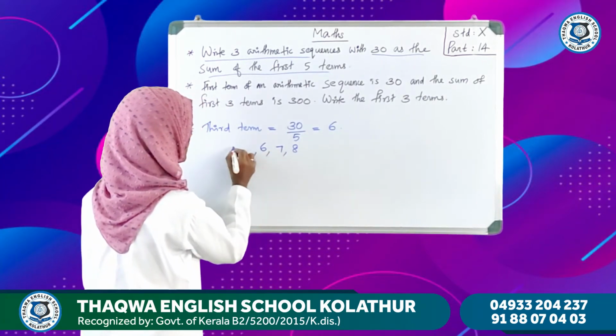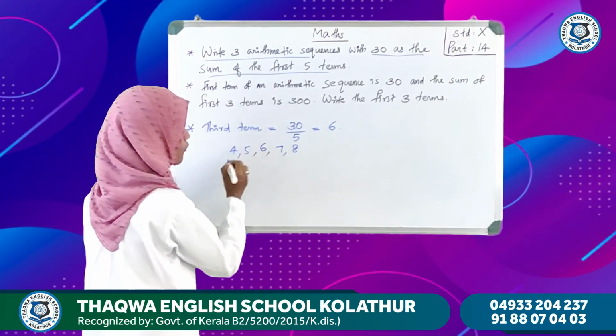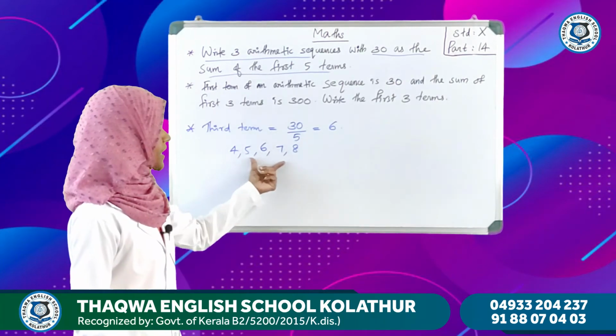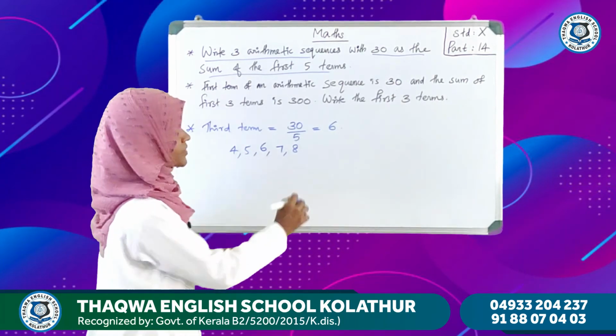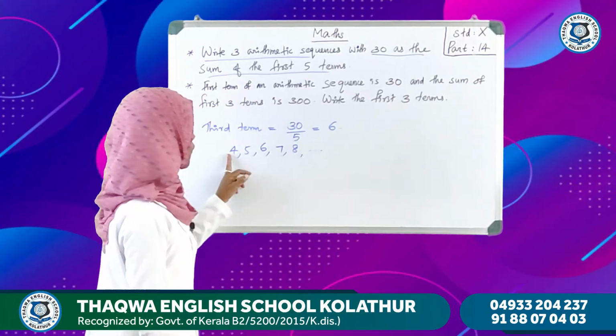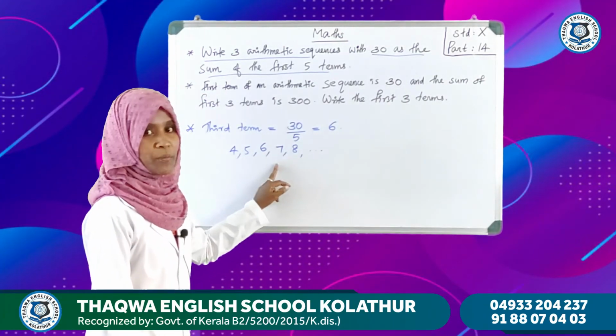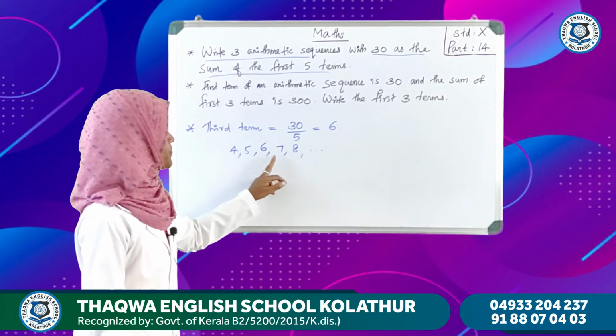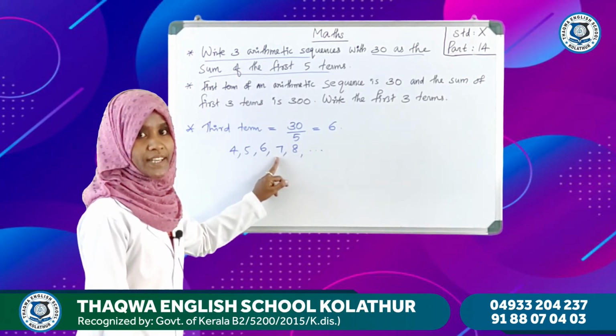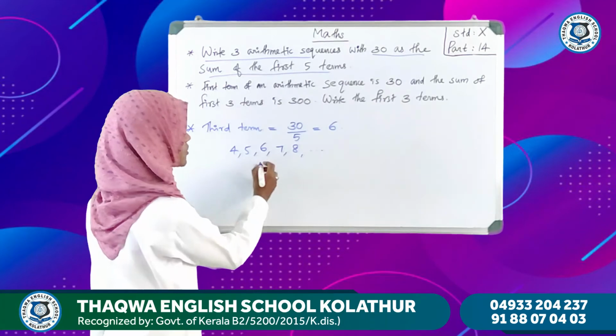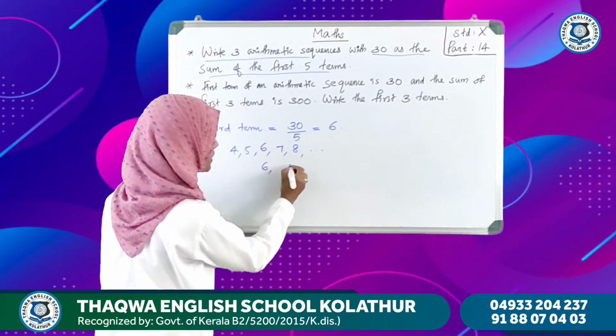7, 8, then 4, 5. Is this correct? You just check. 4, 5, 6, 7, 8. What is the sum of these 5 numbers? Is 30? Yes. Now next, middle number 6.